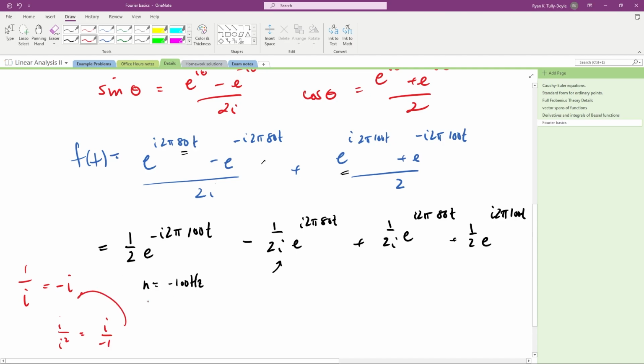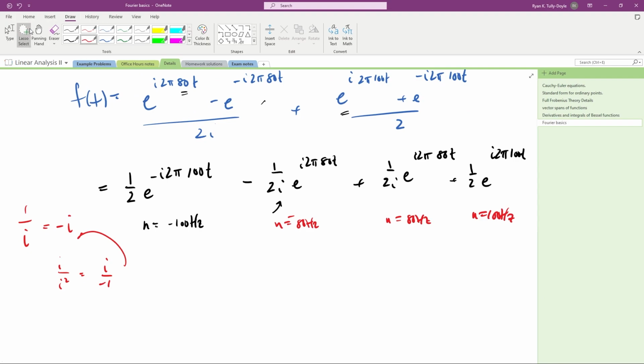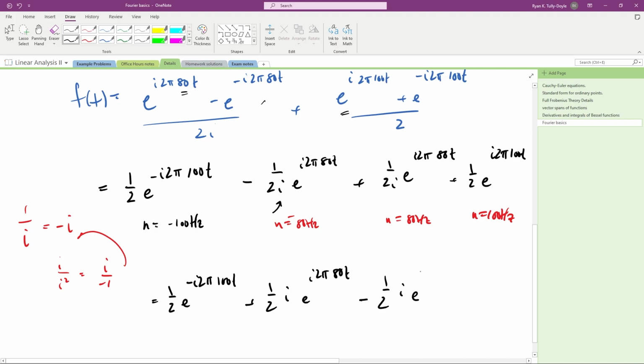And so the most straightforward way of writing this is to rewrite this as 1/2 e to the minus i 2 pi 100t plus 1/2i e to the minus i 2 pi 80t minus 1/2i e to the i 2 pi 80t. There's supposed to be a negative here.